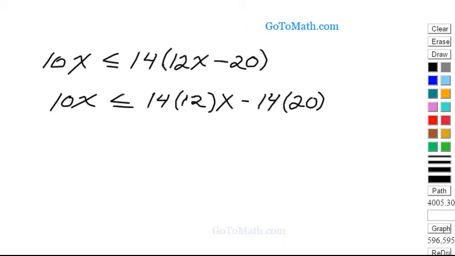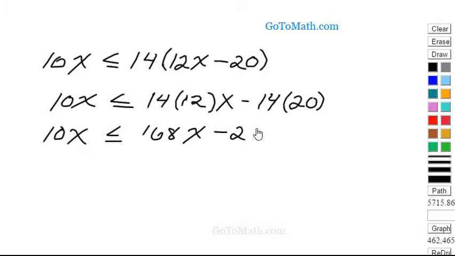14 times 12, we all know what that is, 168. Should know that in our sleep. So 168x minus, and of course 14 times 20, that's 280, right? 280. Alright, let's look at this. 10, oop, 10 is smaller than 168.